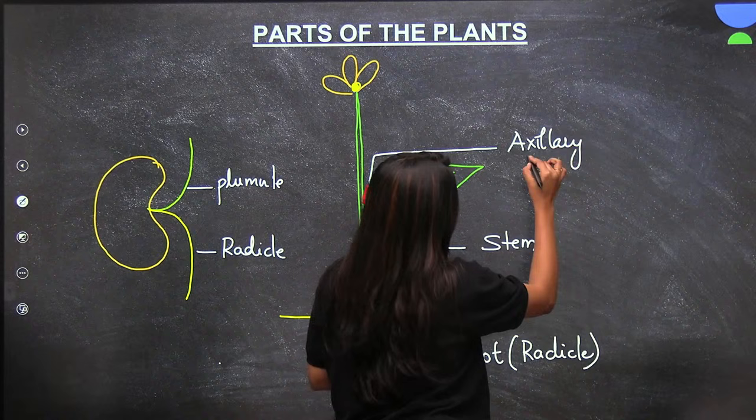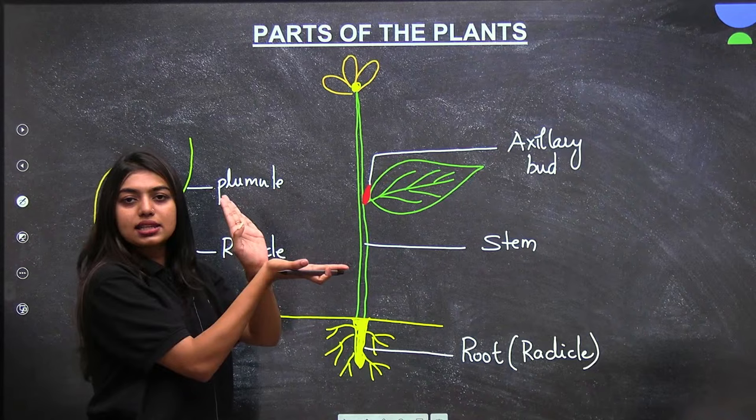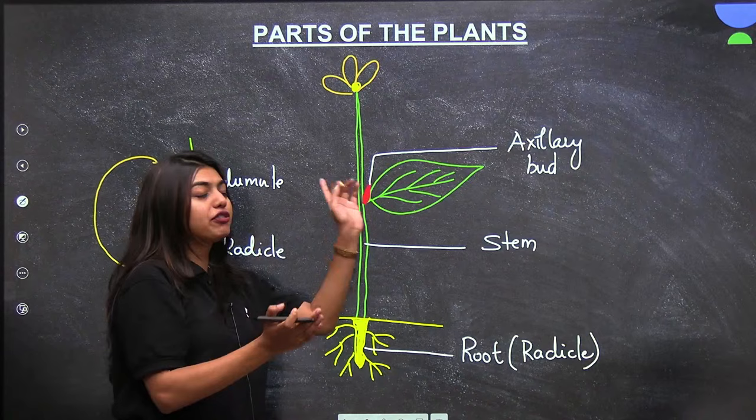This is the stem, right? My left hand is the stem. This is the leaf. Between this, there is an axillary bud formation, right? The bud which is formed between this is called your axillary bud.